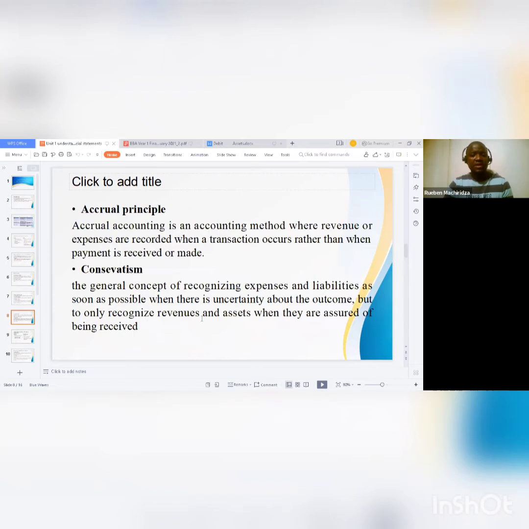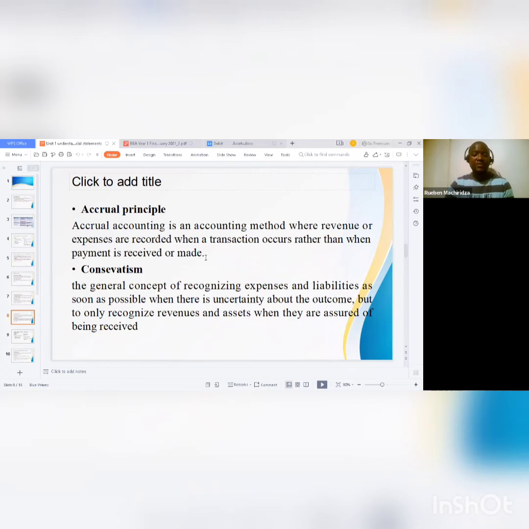And then we have the accrual principle. Accrual accounting is an accounting method where revenue or expenses are recorded when a transaction occurs rather than when payment is received or made. So this is similar to what I've just explained: we might incur the rental expense in this month, but we might pay it in the following month. That does not mean we record it in the following month. No, it means we have to record it in this month, and then the actual payment can be made in the following month, but the recording of the transaction should have happened when the expense was incurred.